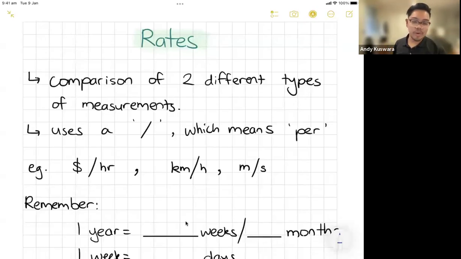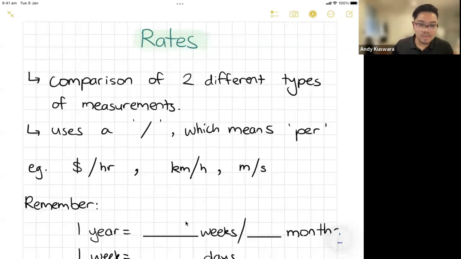Okay, so we've got rates. This is kind of the brother to ratios. It's essentially the same thing, but instead of comparing two things with the same type of measurement, we're comparing two things of different types. Okay, two different types of measurements.